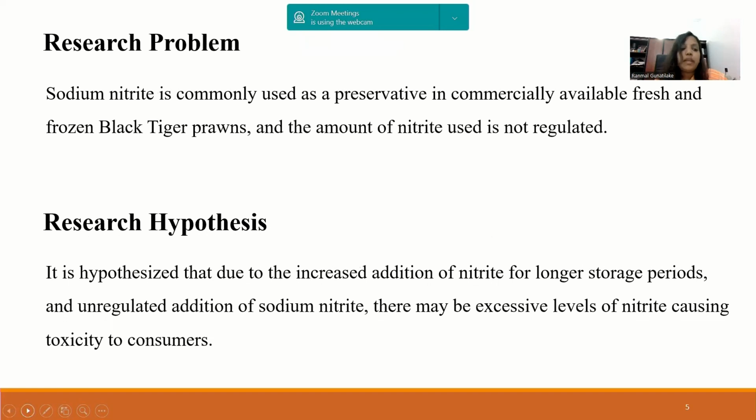Sometimes seafood or any other meat products can't be immediately supplied to the market when they are processed. Sodium nitrite is commonly used as a preservative in commercially available fresh and frozen black tiger prawns, and the amount of nitrite used is sometimes not regulated. So it is hypothesized that due to the increased addition of nitrite for longer storage periods and unregulated addition of sodium nitrite, there may be excessive levels of nitrite causing toxicity to consumers.